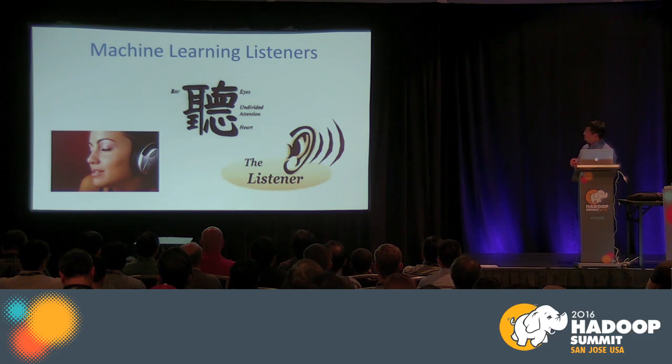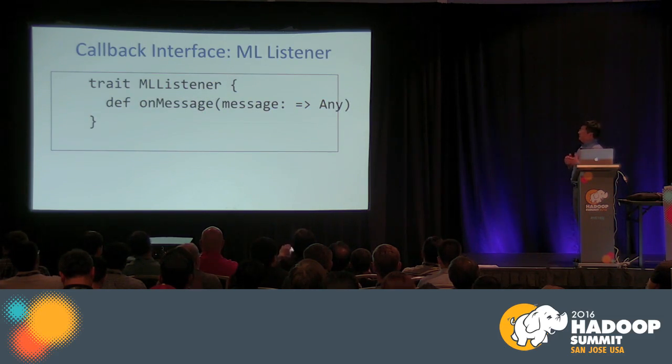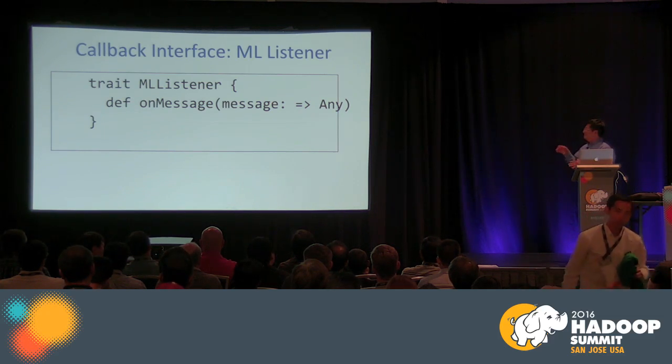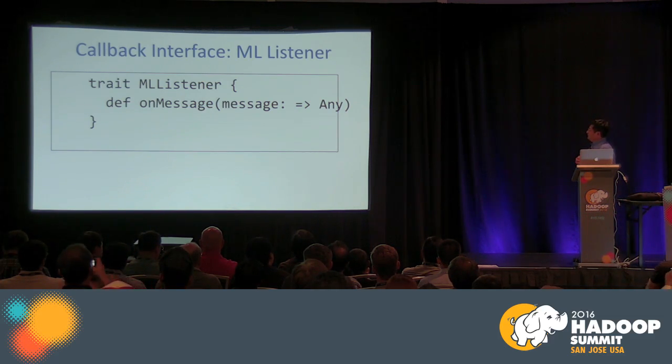Okay, so let's dive into more details on each part. The first part is the machine learning listener. We mentioned that we need a callback interface, and essentially the interface is quite simple. Here I'm using Scala syntax. The following piece is going to have a lot of code, so bear with me. The first one is ML listener. It defines a simple message: you say onMessage, and you do something.